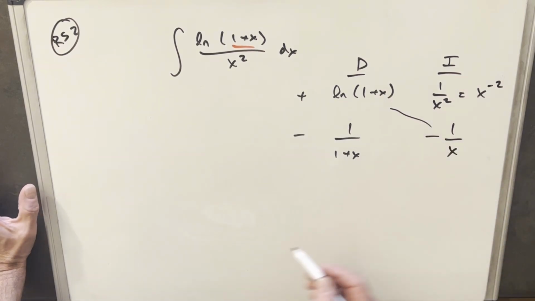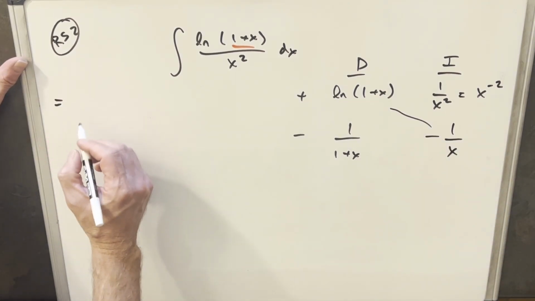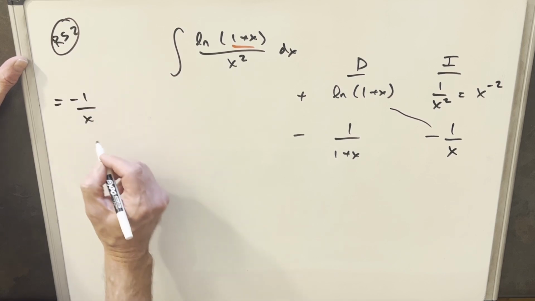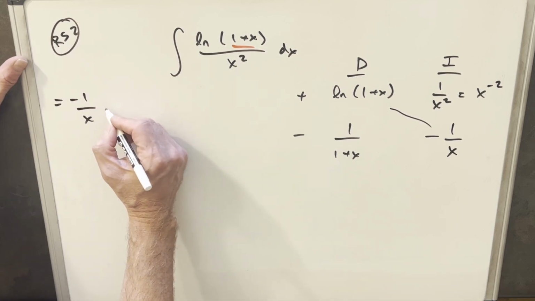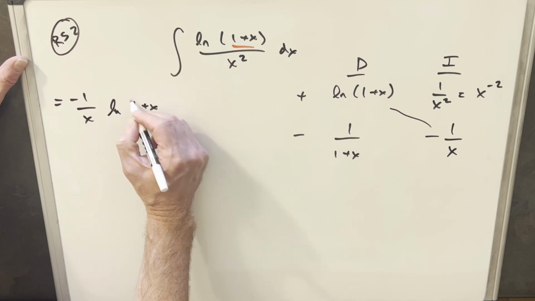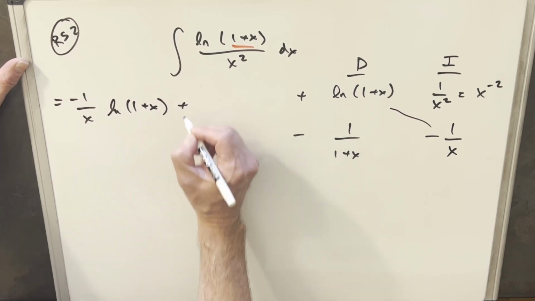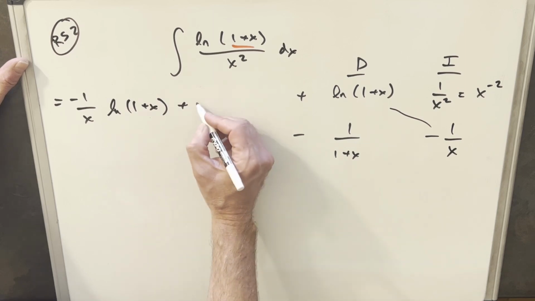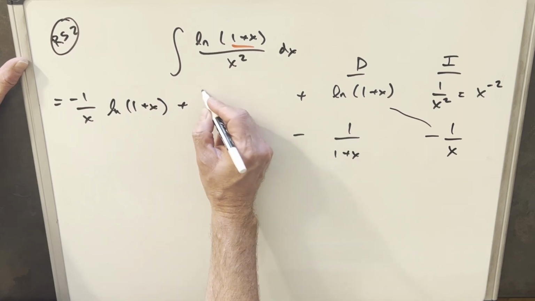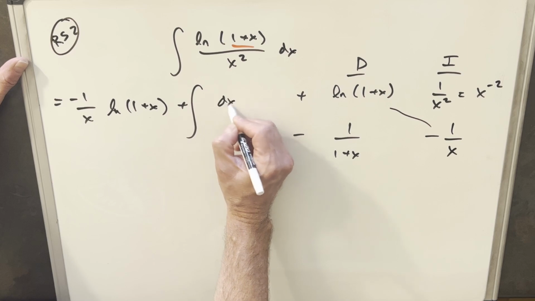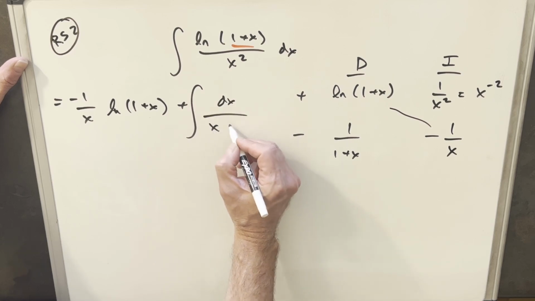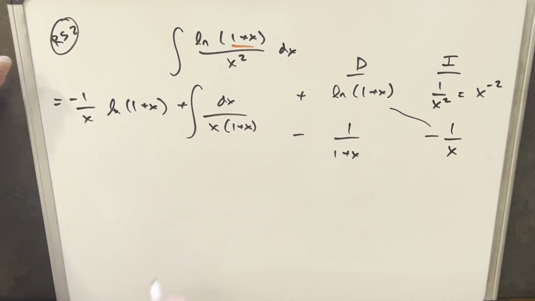So right away we've got part of our solution right here. Let's just write that down while I remember it: we'll have our minus 1 over x, natural log of 1 plus x. And this piece here, I'll multiply this together. I'm actually not going to multiply it in though. Minus times minus is plus. We're going to have the integral of dx over x times (1 + x).